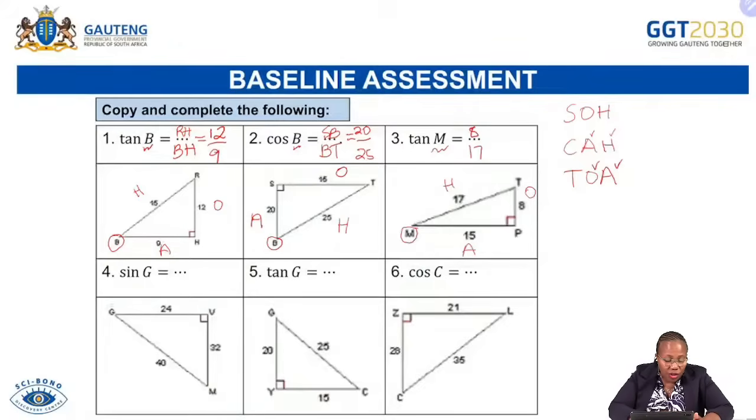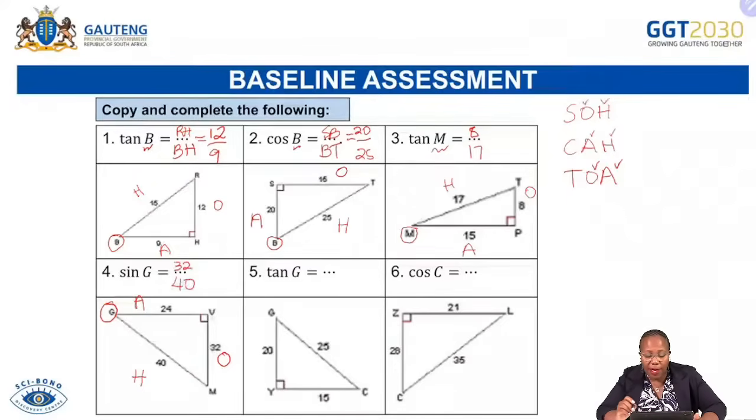And then sine G, you are standing at G there. This is the hypotenuse side. This is the opposite to G. That is the adjacent to G. And then we are looking at which ratio? The sine. Sine is opposite over hypotenuse. Opposite is 32 over hypotenuse 40.